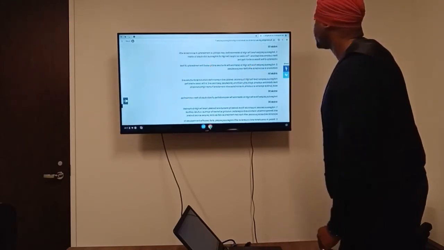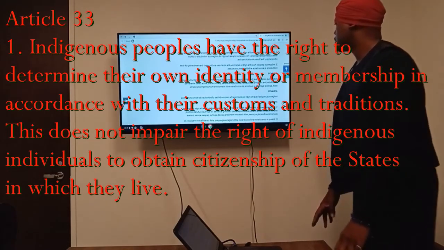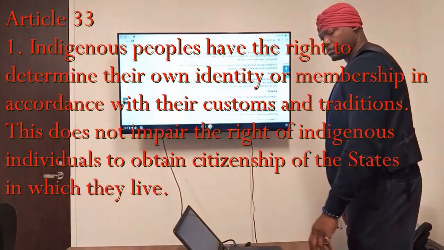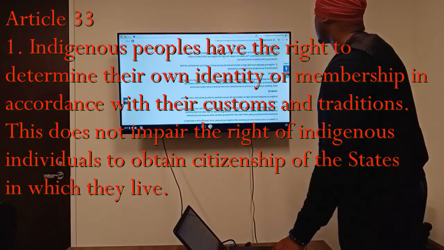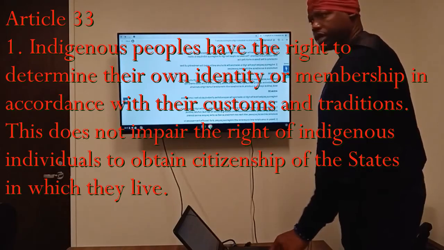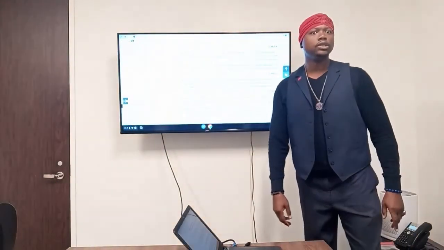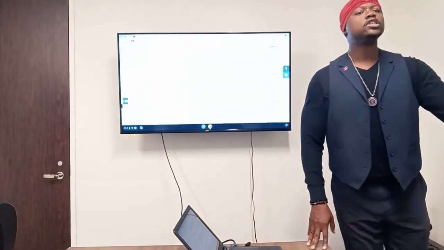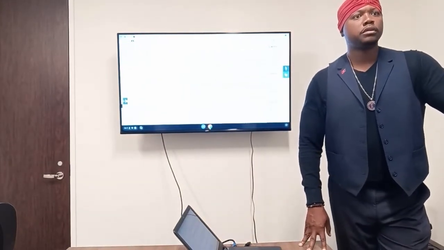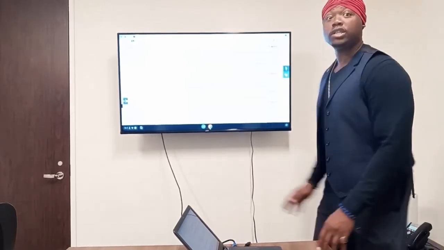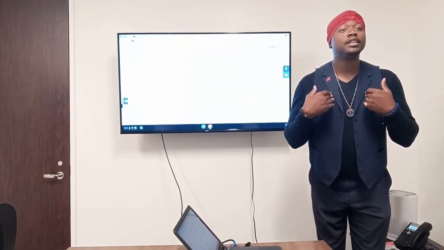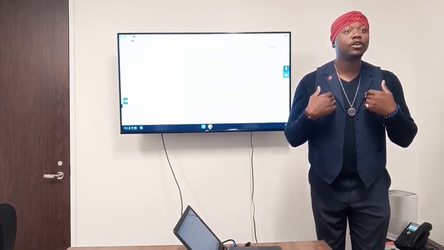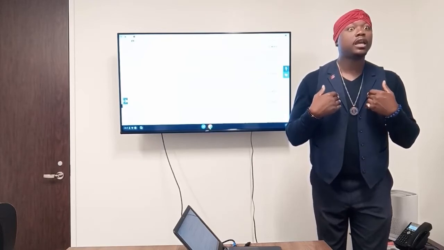Article 33. Section 1. Indigenous peoples have the right to determine their own identity or membership in accordance with their customs and traditions. This does not impair the right of indigenous individuals to obtain citizenship of the states in which they live. You can be a citizen. It's up to you. You have the choice. Self-determination. I'm just telling you, I'm not one. You never wanted to be one. But if you want to go ahead and be chattel property, go right ahead.